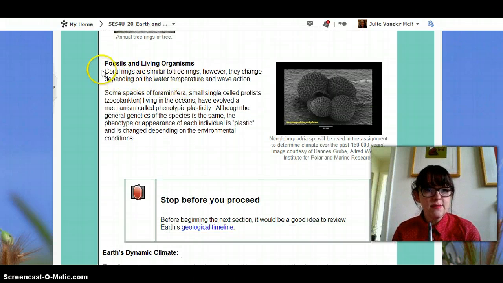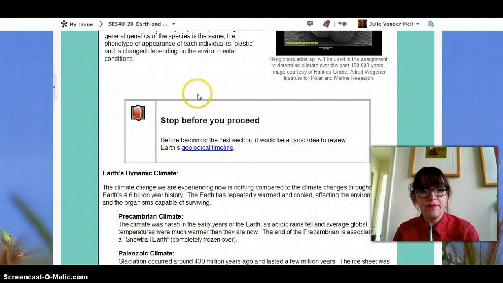Fossils and living organisms, for instance, coral rings, and other fossils can tell us a lot about the conditions based on how many of the fossils there were and their condition. They can tell us about the state of the ocean, whether it was acidic, whether it was really hospitable, or whether there weren't that many organisms surviving, and that's what we can get from that.